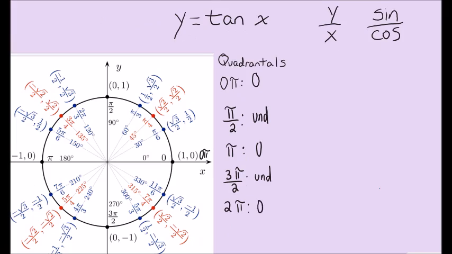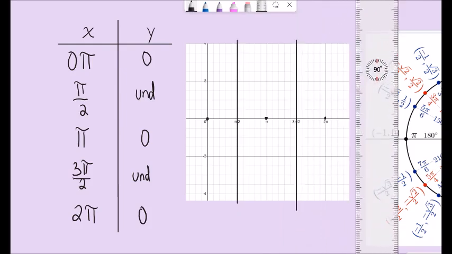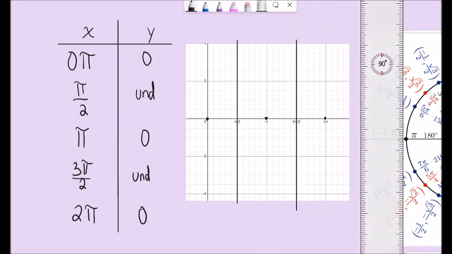Let's get a rough sketch of what this graph will look like. Okay, so just looking at the quadrantals right now, we've got 0, and then we've got pi, 0, and then we have 2 pi, 0. And remember, this function will not be defined at pi over 2 or 3 pi over 2, so we are going to have asymptotes there. So let's get the ruler out to denote that. Okay, so we're going to have a much different looking graph here than what we were dealing with last lesson.